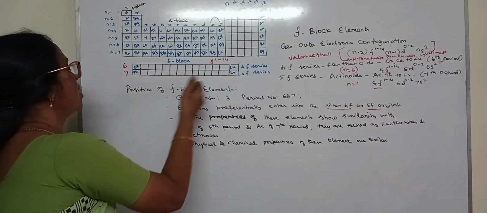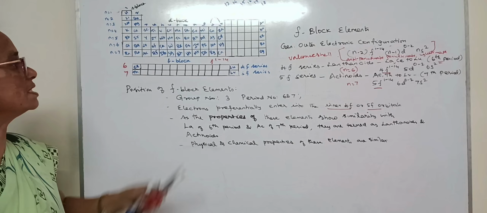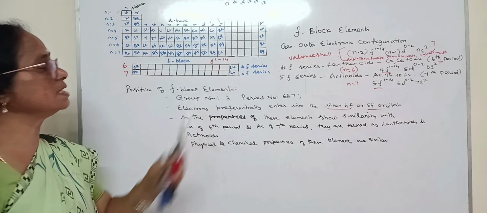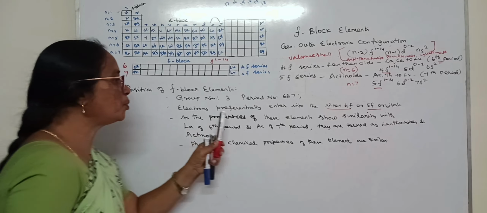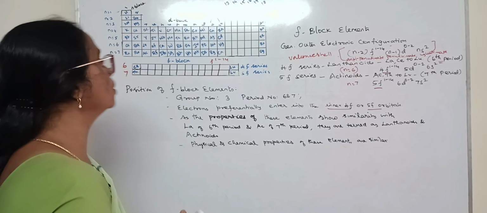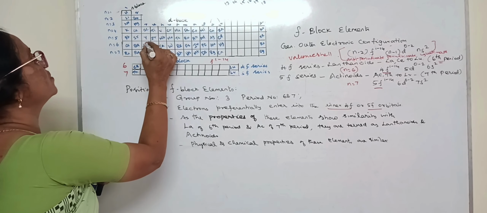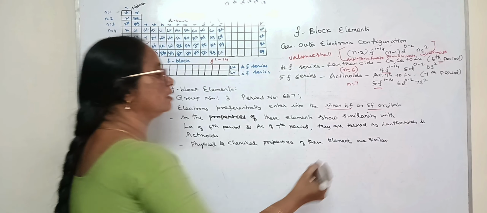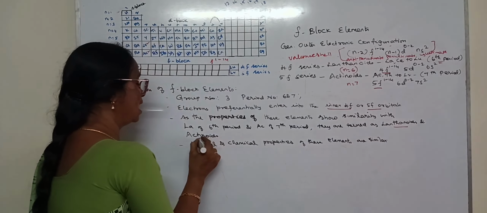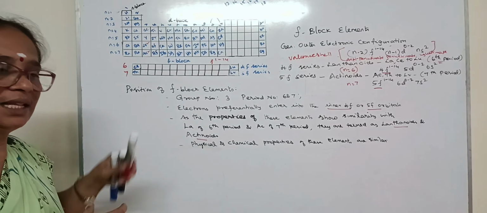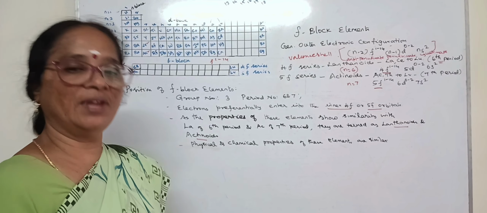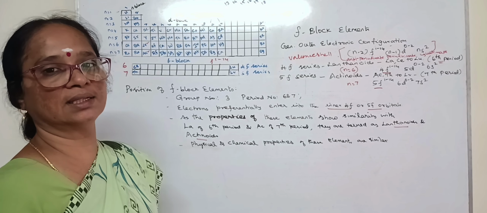When we talk about the position of F block elements, already I told they belong to group number 3 and period number 6 and 7. And the properties of these elements are very close to the first members of the series, lanthanum and actinium. That's why they are termed lanthanides and actinides, and the physical and chemical properties of those elements will be very close to each other.